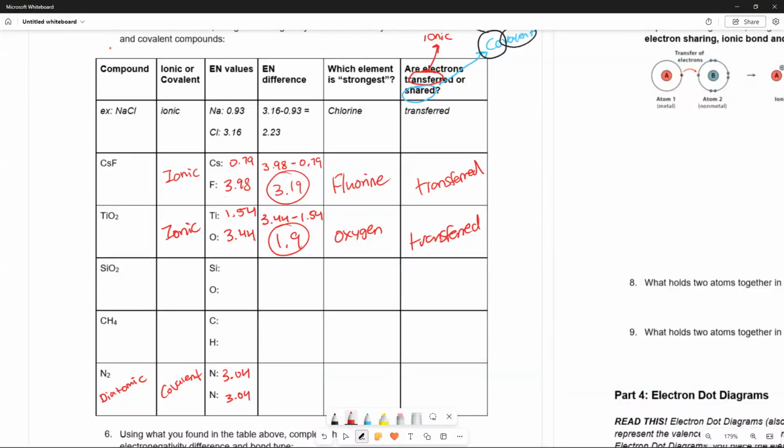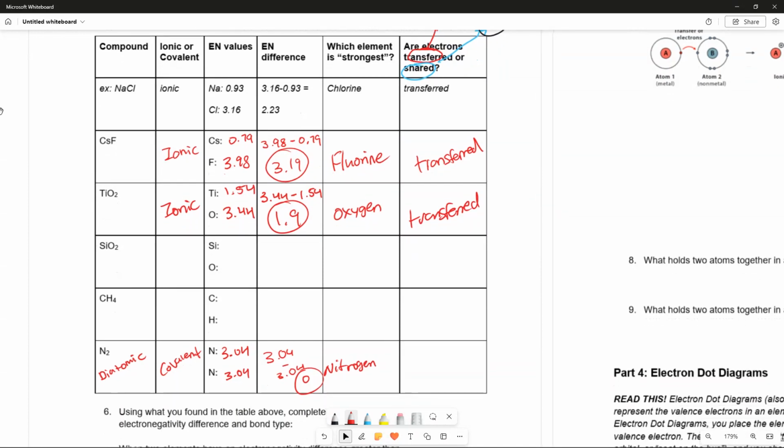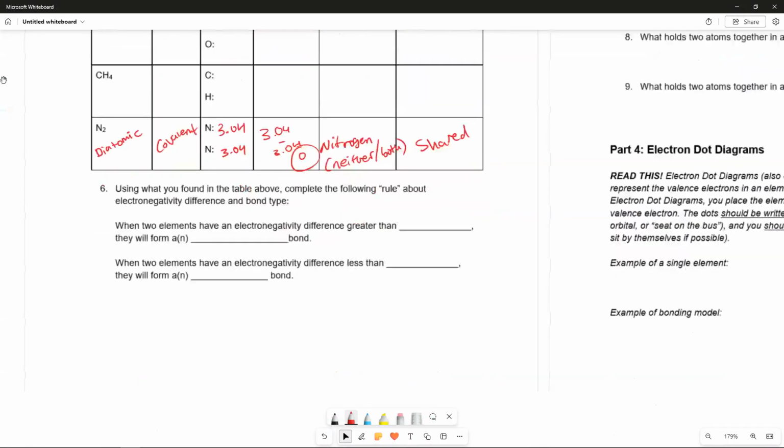All right. And so the net difference is 0. And so which element's the strongest? Well, neither, but theoretically nitrogen is the strongest. But you could also, here, let me scroll down a little bit, nitrogen and neither or both. All right. And are electrons transferred or shared? Well, a nitrogen isn't going to steal another nitrogen's electron. It's going to share it. But the other way to think about this is since it's covalent, it'll share. So they are shared.